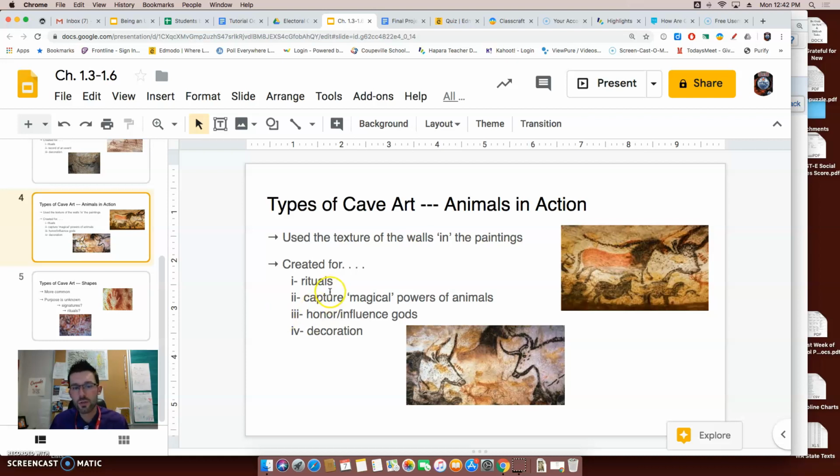Now again, we're not 100% certain why animals were painted on walls. It could have been for rituals. It could have been, as some archaeologists think, to capture the magical powers of animals. It could have been used to honor or influence various gods, or it could have just been used for decoration.